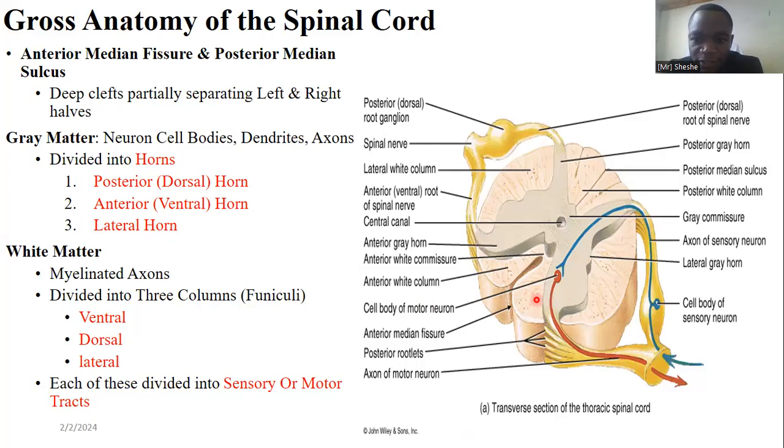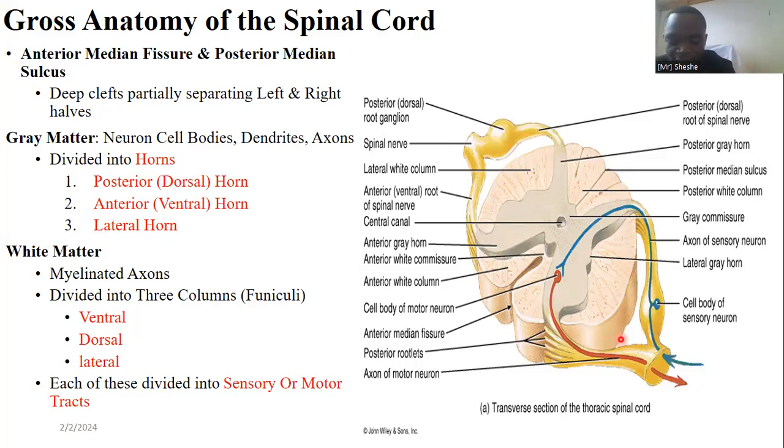Then we also have a similar arrangement at the back. There's a fissure there, separating the dorsal column, or posterior column if you like. Here, they are showing them as the posterior white column, this one and this one. In addition, we also have the lateral columns, this one and this one. Now, all of these white matter regions are filled with motor as well as sensory tracts.